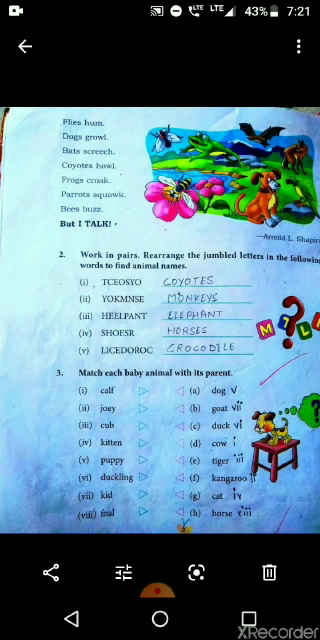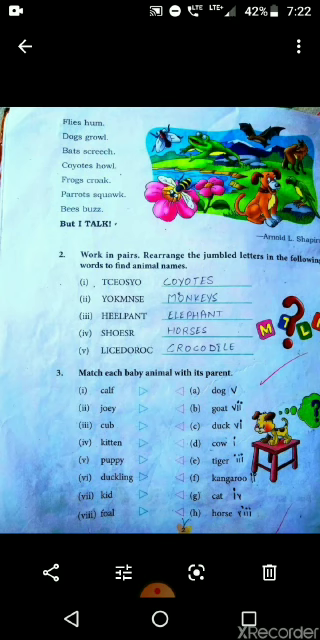Now moving towards the third question, what we have to do here? Here we have to match each baby animal with its parent. So in column A we have names of babies, and in column B we have names of their parents. So now we will do the matching.